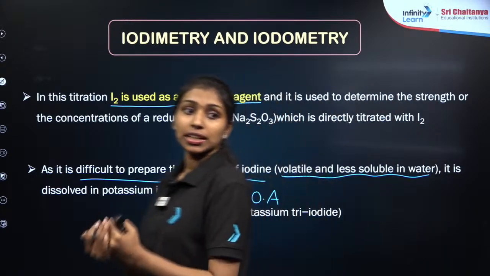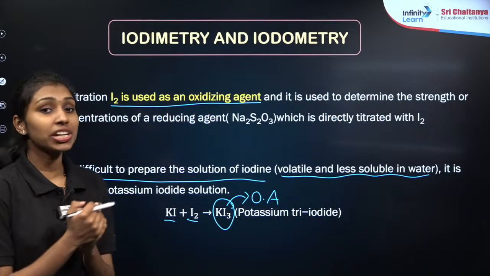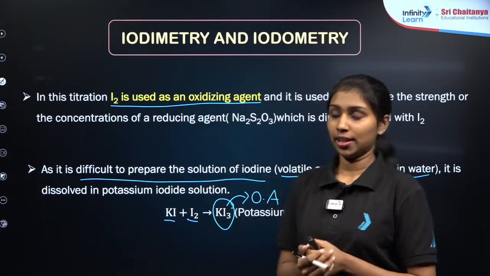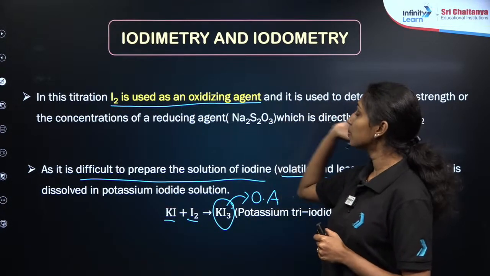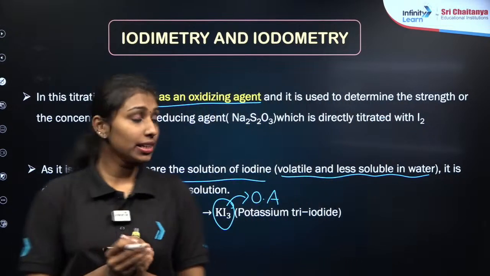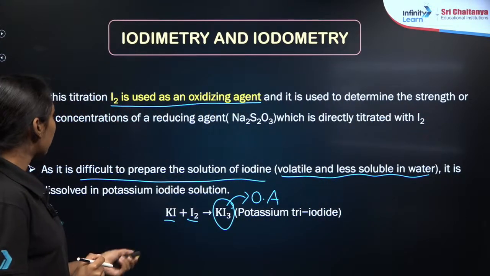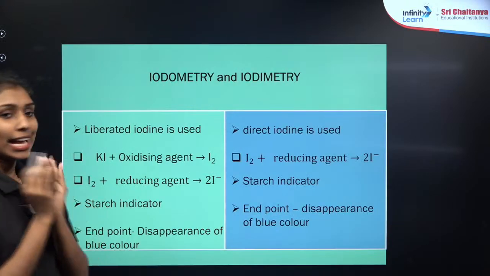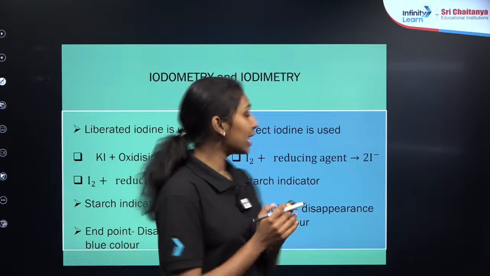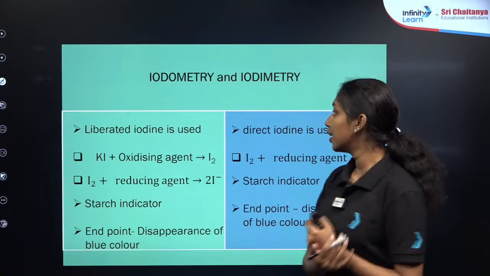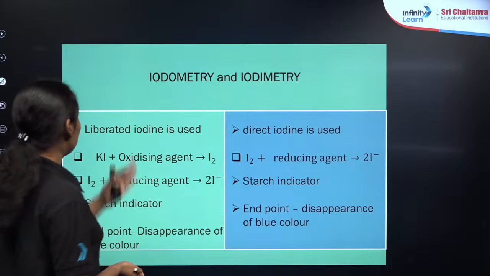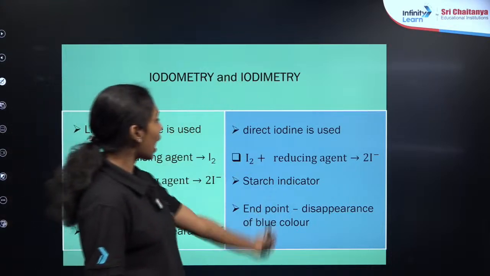Now let me move to the difference between iodometry and iodimetry. Is there any difference? I have already mentioned that in both reactions, iodine is always used as the oxidizing agent. But what will be the difference? As you can see here, this is the major difference between iodometry and iodimetry. I have already given the major points in the table. This stands for iodometry and this stands for iodimetry.